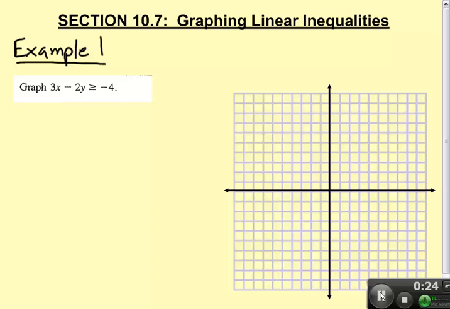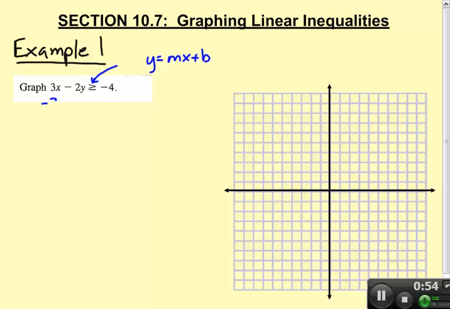The first thing that you do, well, let's look at example 1. It says graph 3x minus 2y is greater than or equal to negative 4. First thing that you want to do is treat this thing just like it's an equation. Now it's not, it's an inequality, but treat it like it's an equation. We want to get it in the form of y equals mx plus b. Whenever we want to graph, we want it in that form.